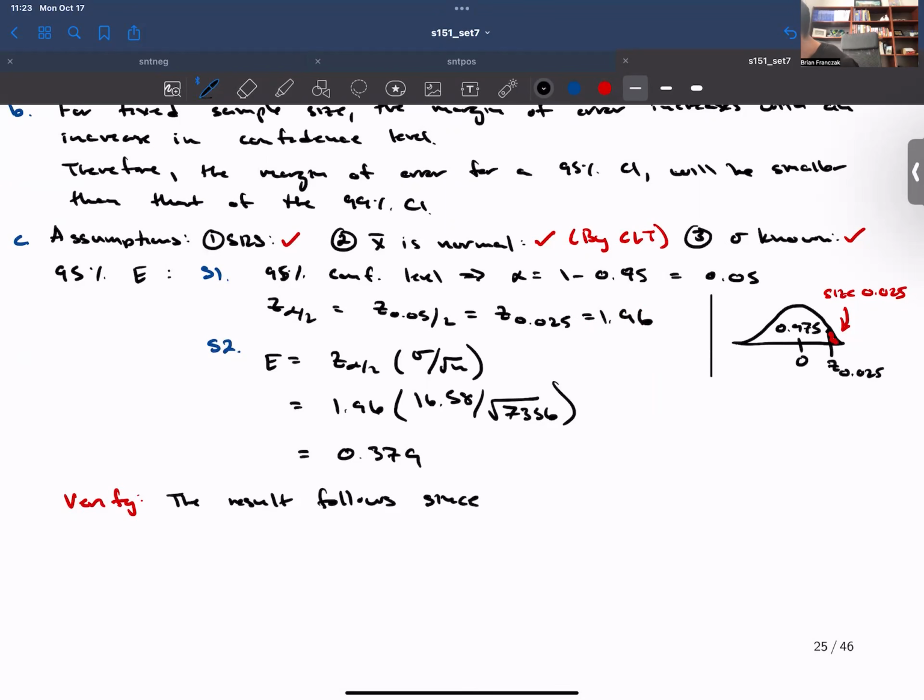So the result follows since 0.379 is less than 0.498.